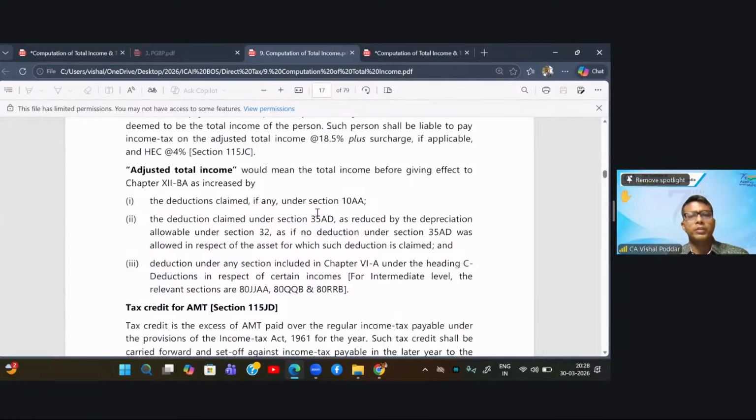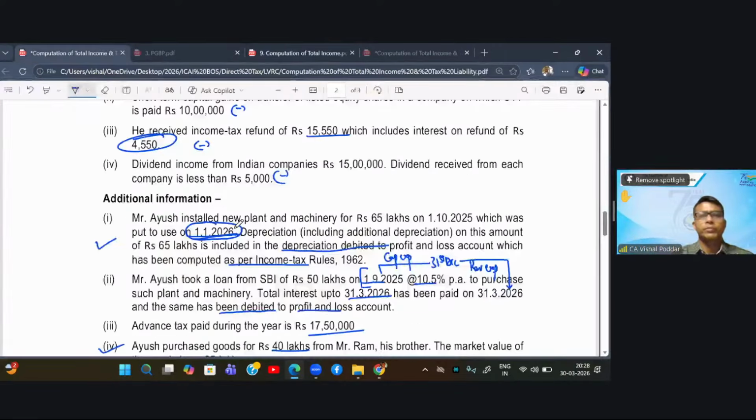So if none of these deductions are claimed, then again no AMT. Correct? Okay, sir. I got it, sir. Good.